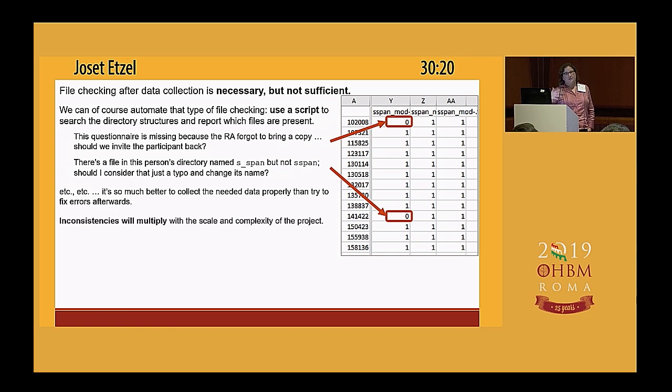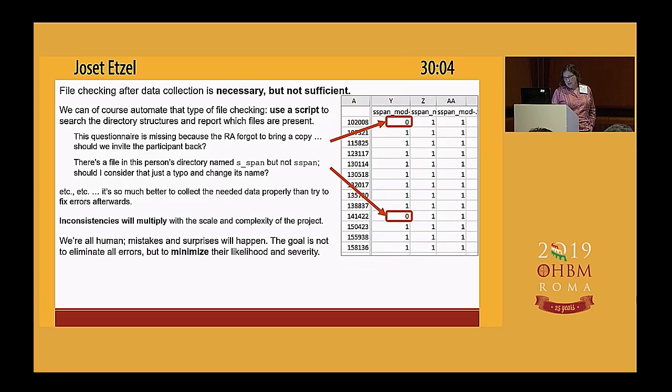And the number of inconsistencies like this that you're going to get will scale up probably exponentially with the complexity of the project and the number of people involved in data collection. Everybody's going to have their own idea of the best way to organize the papers and that kind of stuff. So this is kind of what I was saying: we're all human. Mistakes and surprises are going to happen. We have to try to minimize the likelihood of errors. We're not going to ever get to zero.